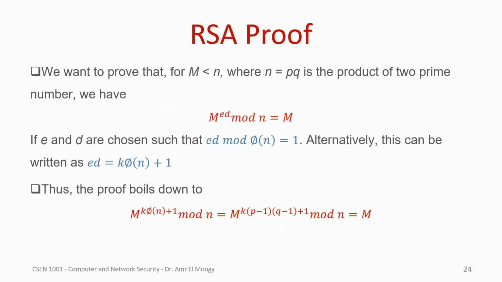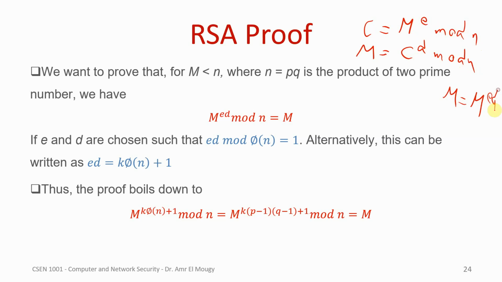We want to prove the following. We want to prove that if I raise m to the power of ed mod n, this is equal to m. Why is that? How do I decrypt? C is equal to m power e mod n, and m is equal to c power d mod n. So what is actually c? Just replace c power d with m power e power d, so we get m power ed mod n. Okay. This is what we want to prove.